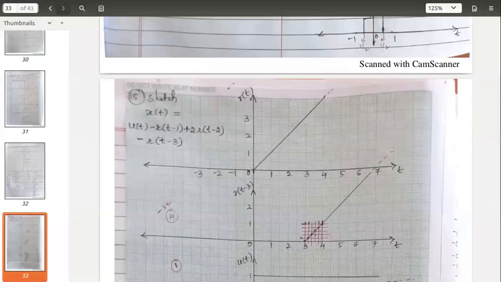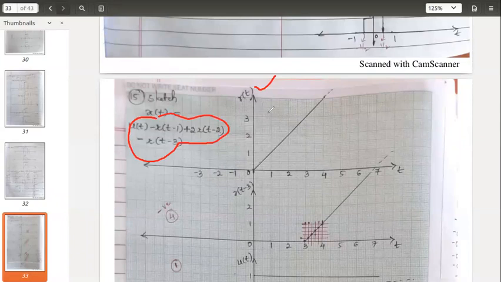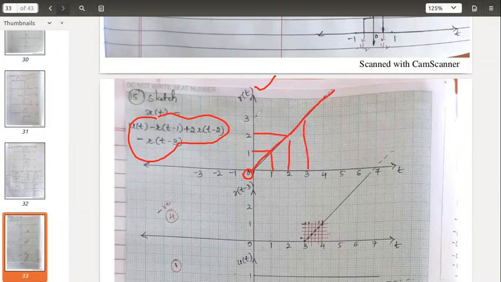For your reference, I have drawn R of t. No need to draw this, because in the given question, simple R of t is not there. But for your reference, I have drawn how R of t looks. It starts from 0, the ramp increases, and the slope is 1. If you divide horizontal by vertical, tan theta is equal to 1. Slope is equal to 1.